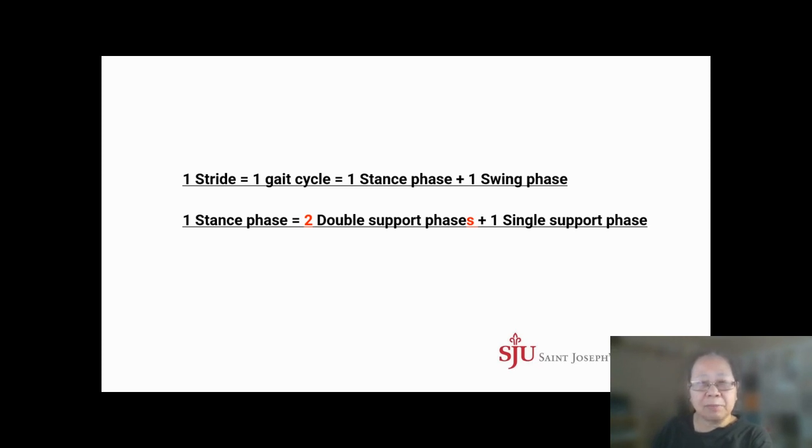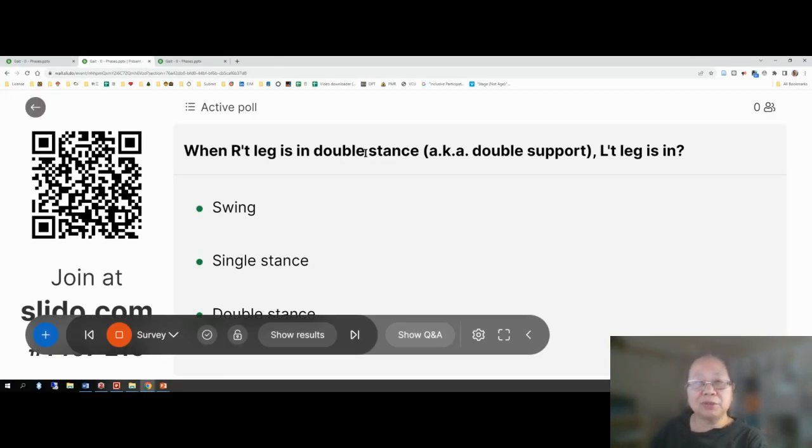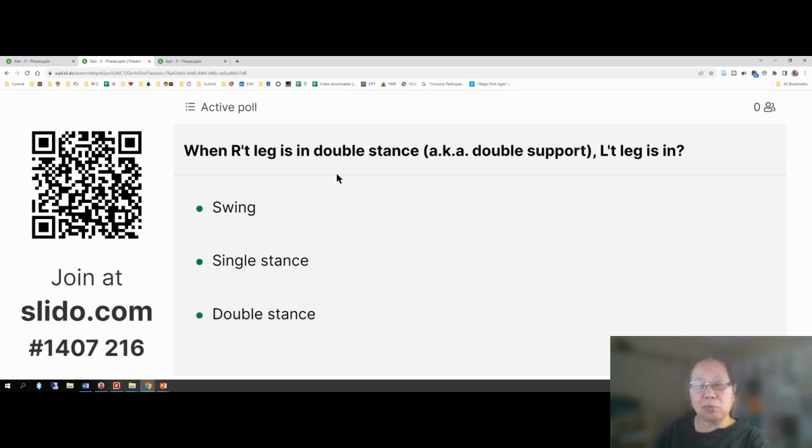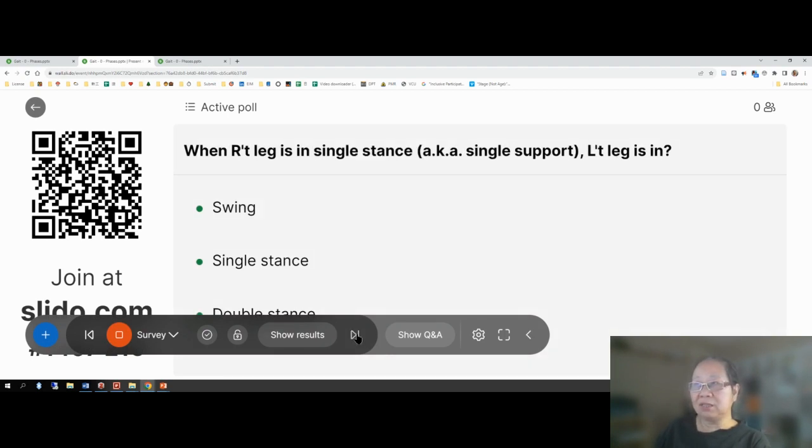I set up a Slido survey, so you can practice and check if you understand the relationship between swing, single support, and double support. It's intuitive. So say the right leg is in double support. When you see double support, that means two legs are touching the floor. So what is the other leg doing? I have a few questions for you, and you can go through that by yourself.